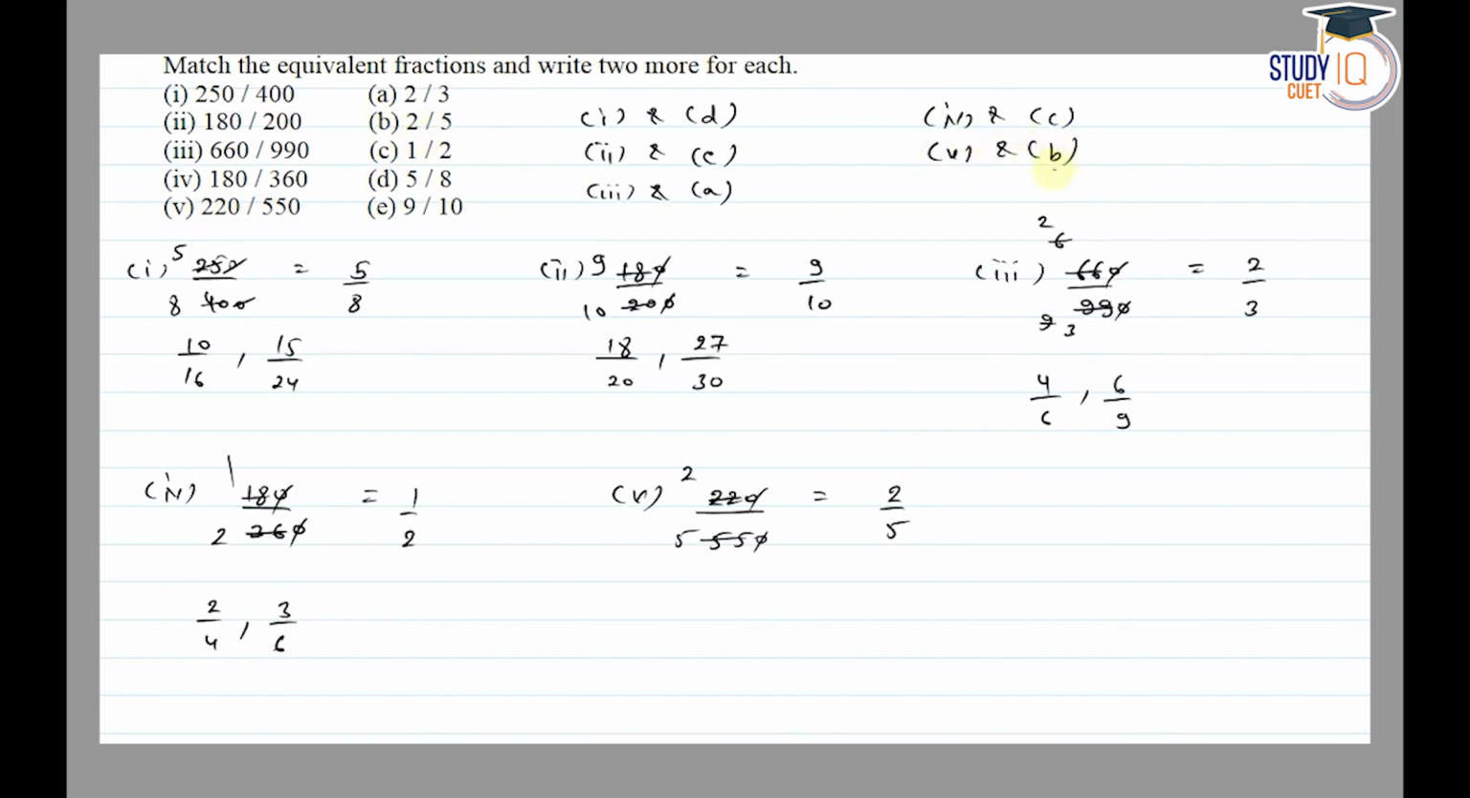And two equivalent fractions of 2 by 5: 2 से multiply करेंगे तो हो जाएगा 4 by 10 and 3 से multiply करेंगे तो हो जाएगा 6 by 15. That's our final answer.